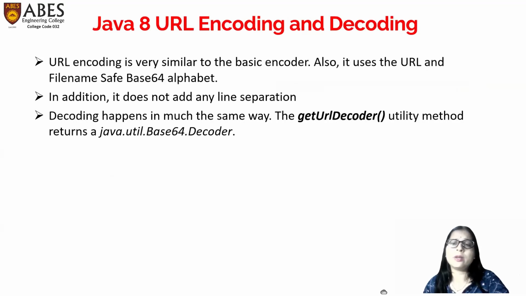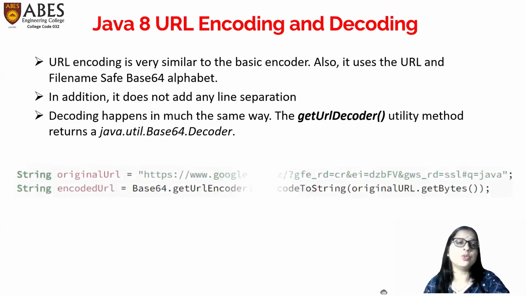Now, encoding using URL. URL encoding is very similar to the basic encoder. It also uses the URL and filename safe Base64 alphabet. It does not add any line separation, and decoding happens in much the same way as it was done in basic encoding. Here the getUrlDecoder utility method is used.